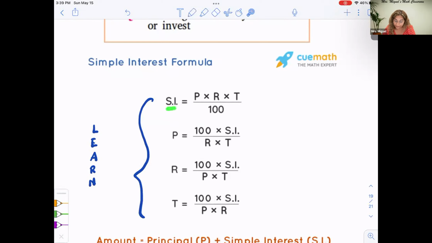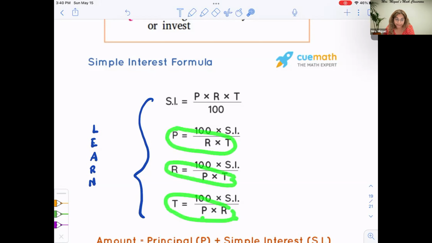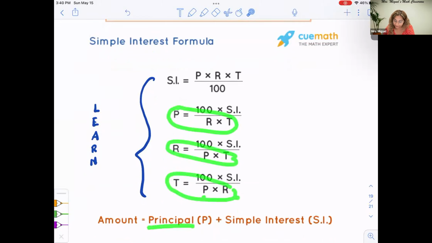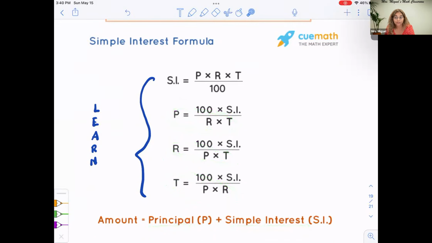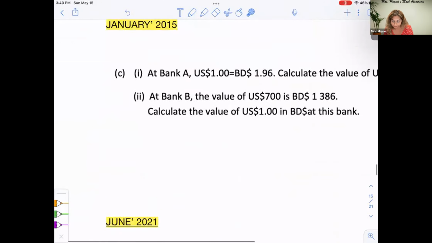Notice, simple interest, PRT over 100. If we find any principal, it is always 100 by the simple interest. The denominator is the missing two variables. If we want to find P, the denominator is rate and time. If we want to find rate, the missing two variables are principal and time. If we want to find time, the missing two variables are principal and rate. Here, we must always have PRT, principal by rate by time. The amount is the principal plus the simple interest. So those are formulas that you are expected to know.